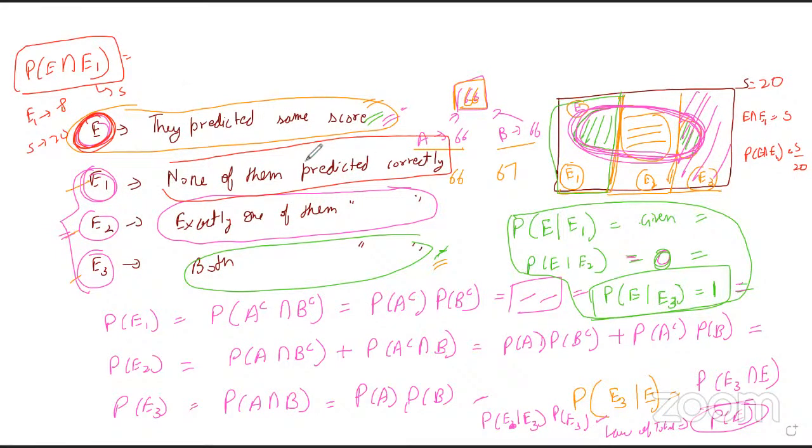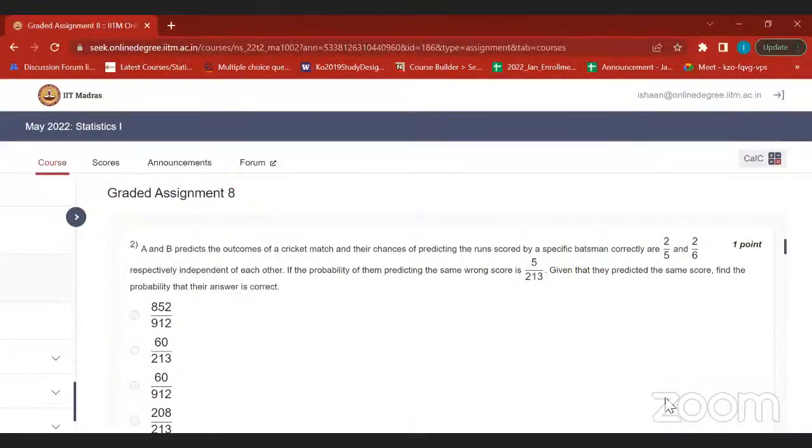Okay, so what I did for this question was I considered that the probability of the same wrong score is already given. I calculated the probability of the same right score, that is the multiplication of the probabilities. Then I simply put in the numerator the same right score and divided by the same wrong score plus the same right score.